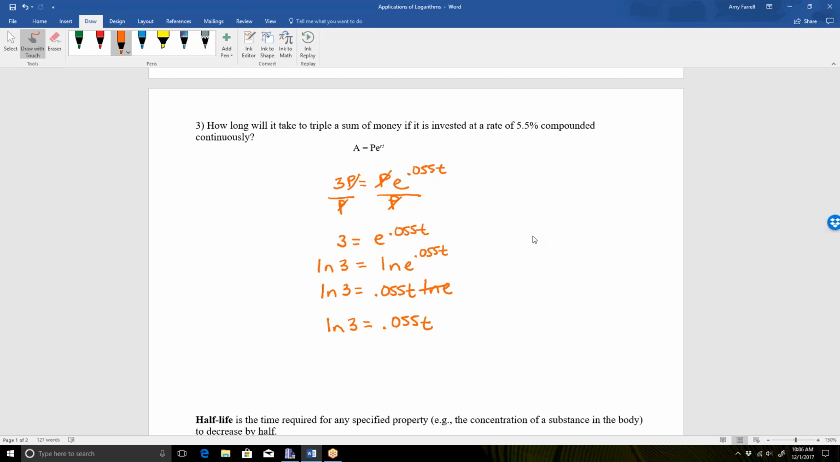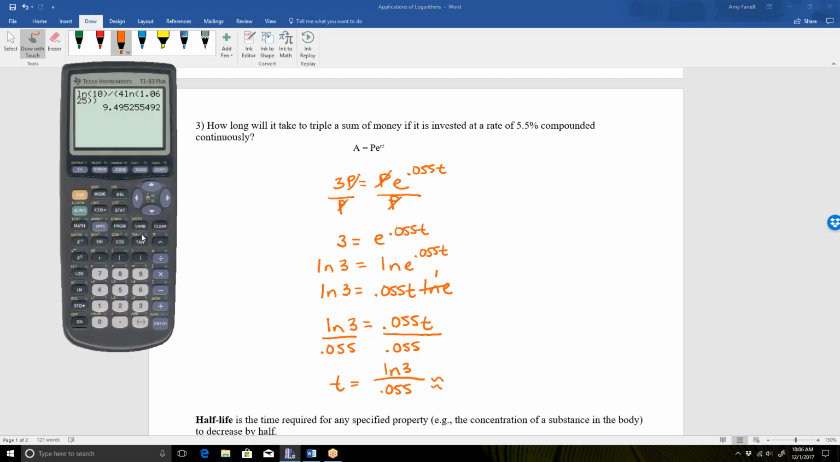And then I can divide both sides by 0.055 in order to isolate t. So I like to always take the natural log of both sides when I'm doing word problems, because if there is an e in the problem, it makes it really quick because the natural log of e is equal to 1. I'm going to show that in just a second. Let me go ahead and finish the problem though.